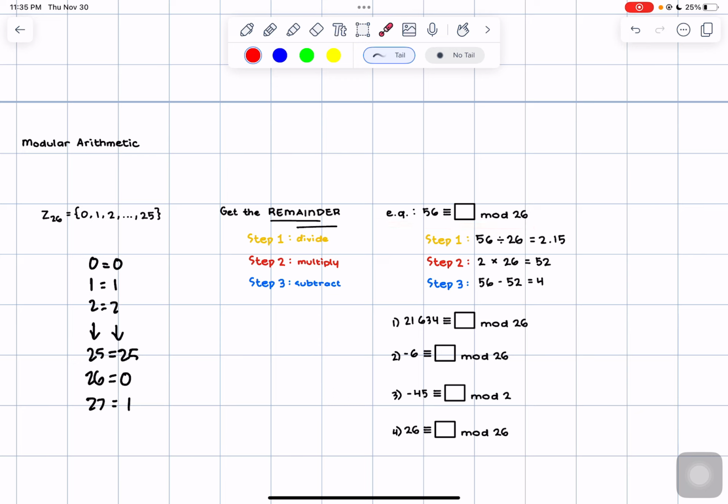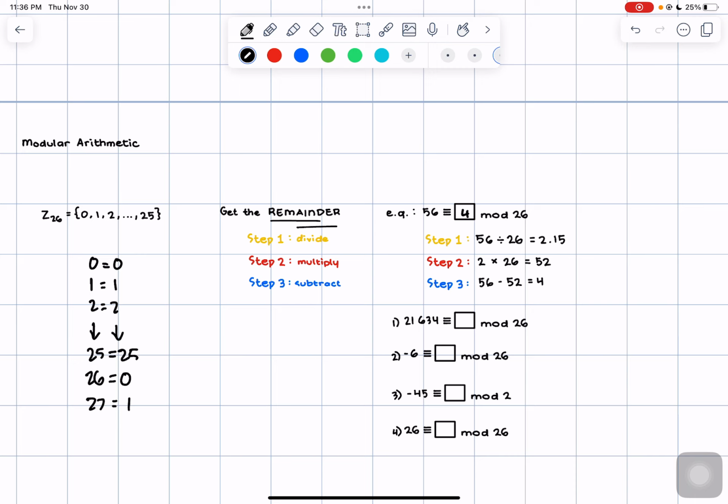To solve for the remainder, we first divide 56 by 26, and then we'll get 2.15. Secondly, we multiply the quotient, only the whole number, which is 2, by 26, getting a product of 52. We then subtract 52 from 56, getting the remainder 4. So that would be the answer.